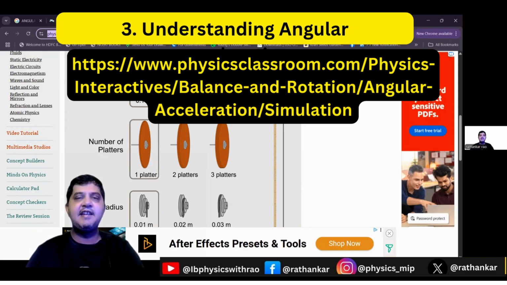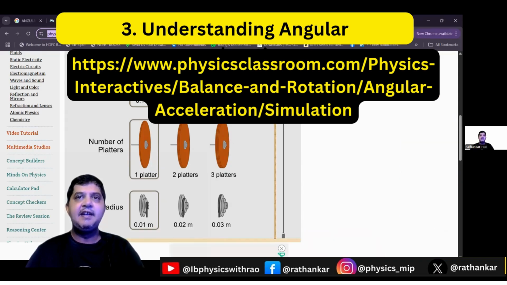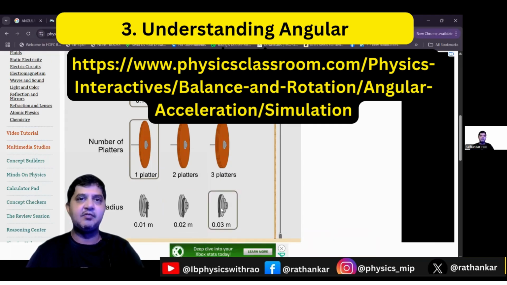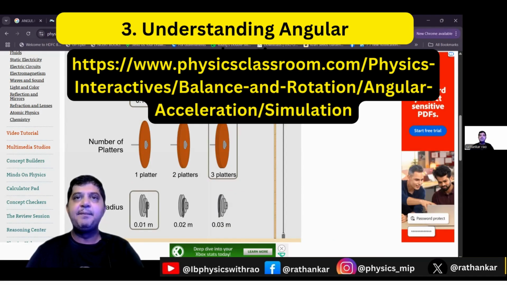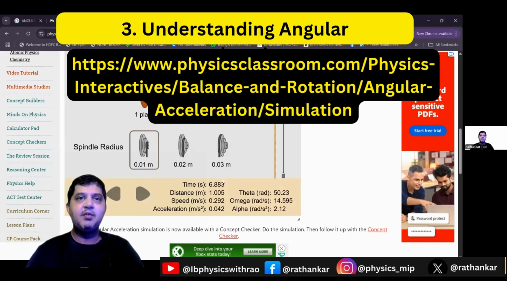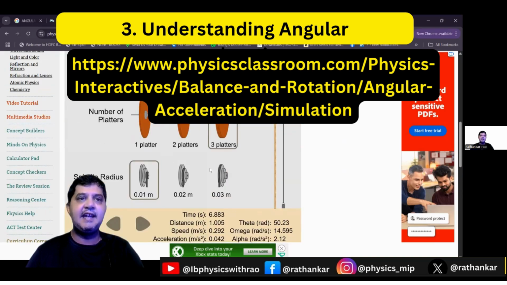You can increase the radius, you can decrease the radius. For example, in this case, I kept it at 0.01 meter. I can keep it at 0.03 meter also. Much larger over here; this radius is larger. Let me, for example, keep it at 0.01 here. Let me make 3 platters over here. That means the string has to rotate like this, and then this 0.1 kg. And now let me click on the acceleration.